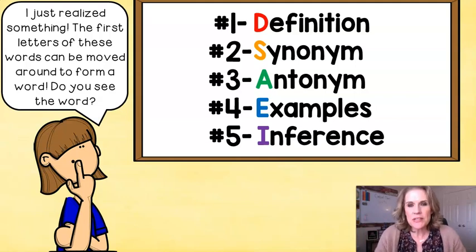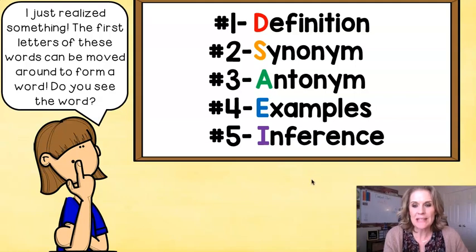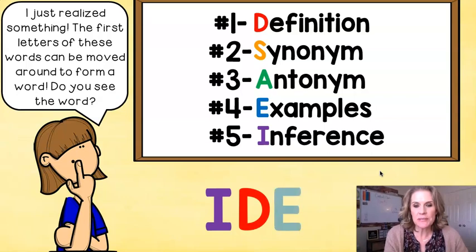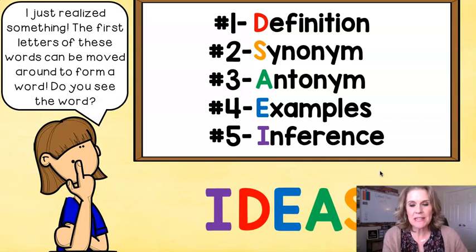For a quick review, let's talk about the 5 main types of context clues: definition, synonym, antonym, examples, and inference. And remember, if you take the first letters of each word, they can be moved around to form a new word. Remember the word ideas. I for inference, D for definition, E for example, A for antonym, and S for synonym. So if we can remember the word ideas, it'll help us remember the 5 main types of context clues.